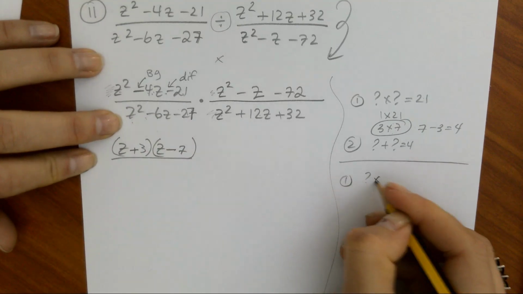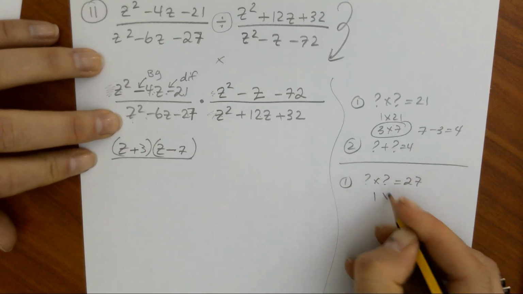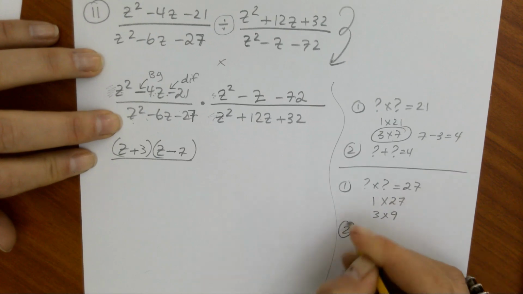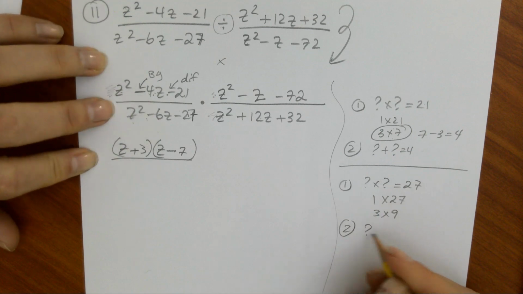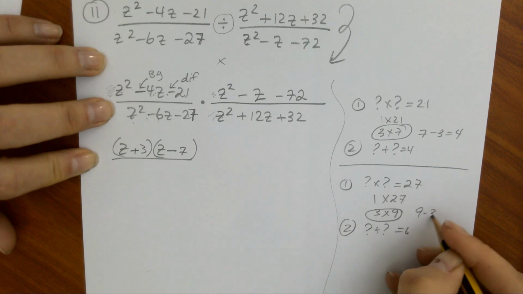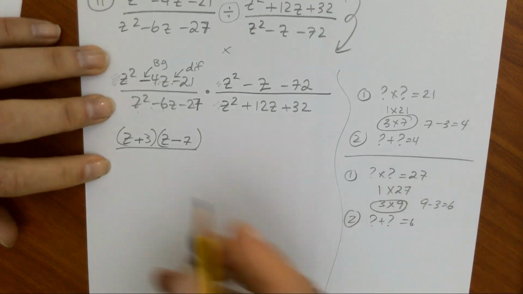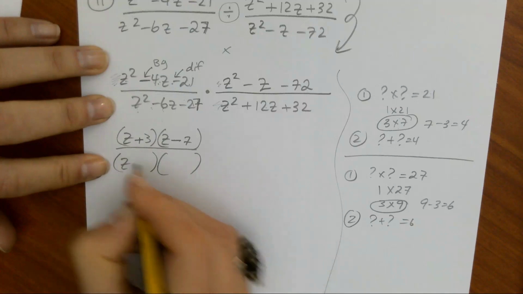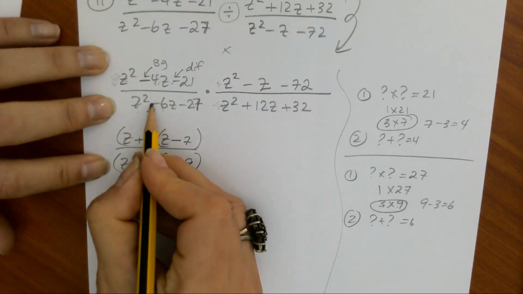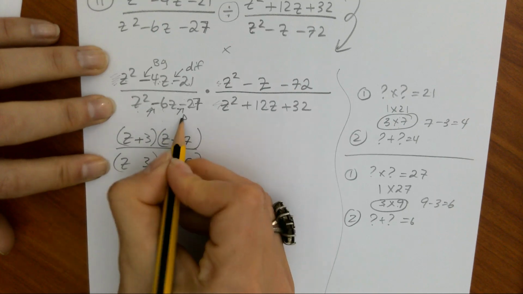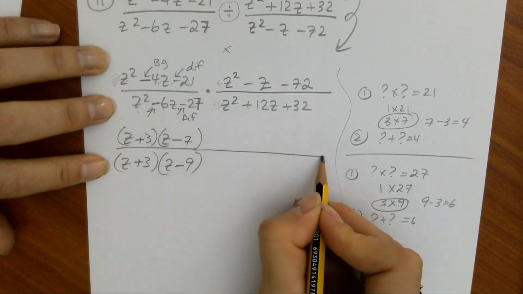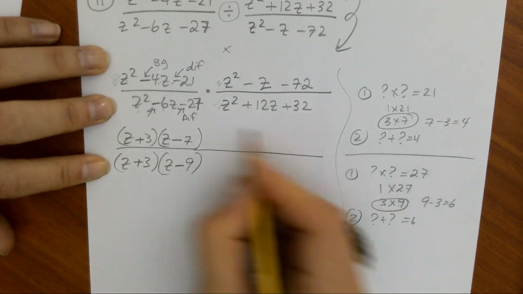What times what equals 27? 1 times 27, 3 times 9. That's it. Step 2. Have to equal 6. What plus what equals 6? 9 subtract 3 equals 6. Okay, so now I'm going to go z, z, 3 and 9. This says the biggest one gets this. This says they're different. So if that's negative, that's positive. Okay, let's just extend the line, because when it's multiplied, we can just put everything on the top.